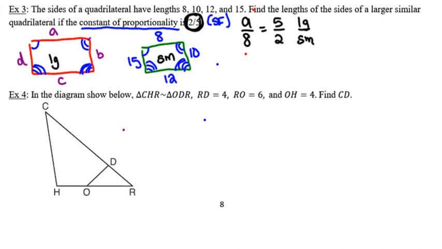Now I'm going to go ahead and simply cross multiply. So 2a is equal to 40 and a is equal to 20. So the first side in the second quadrilateral is 20.